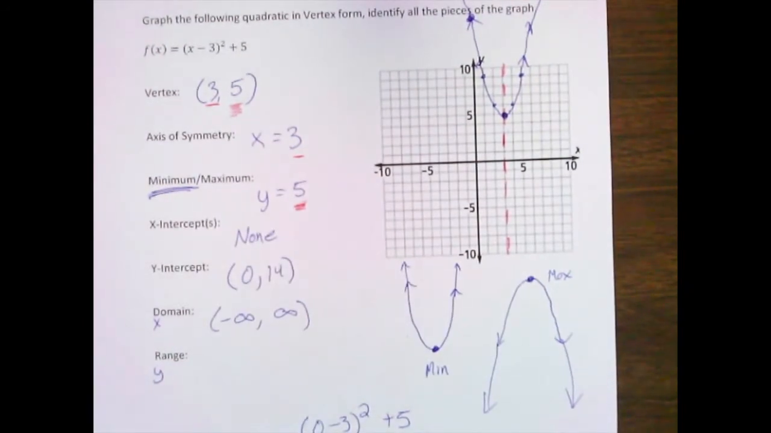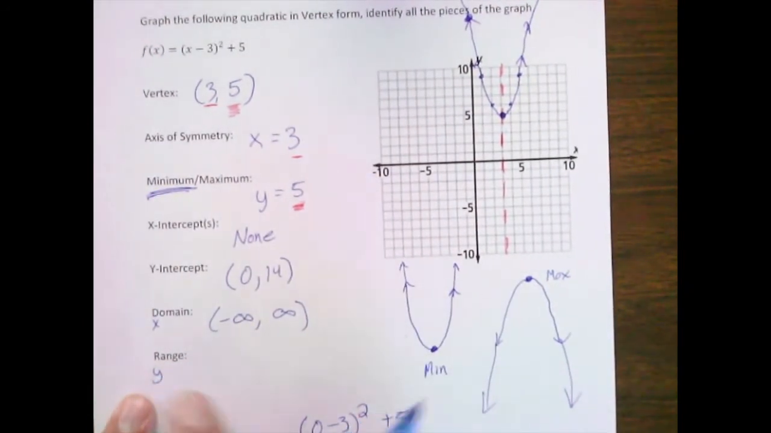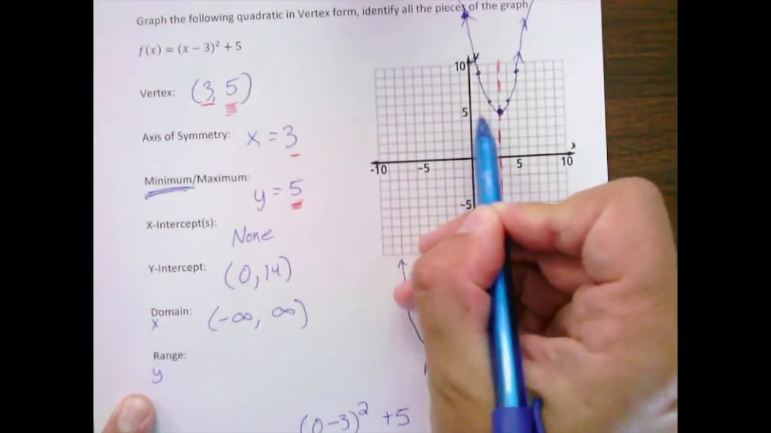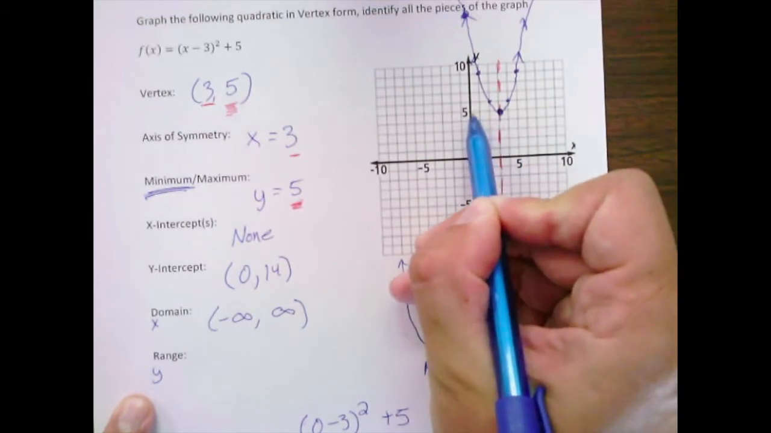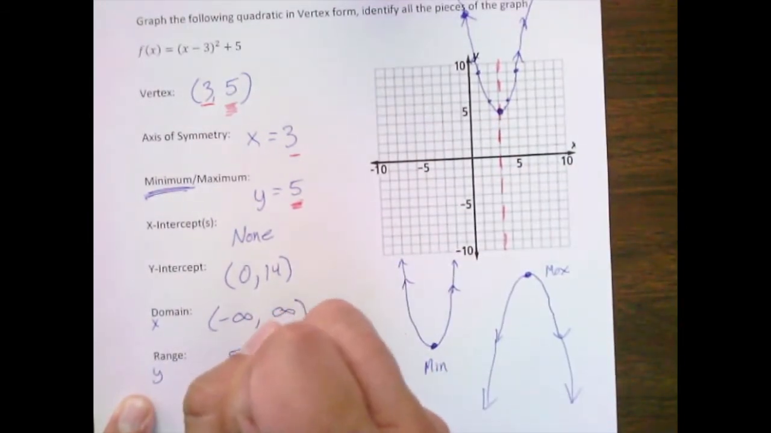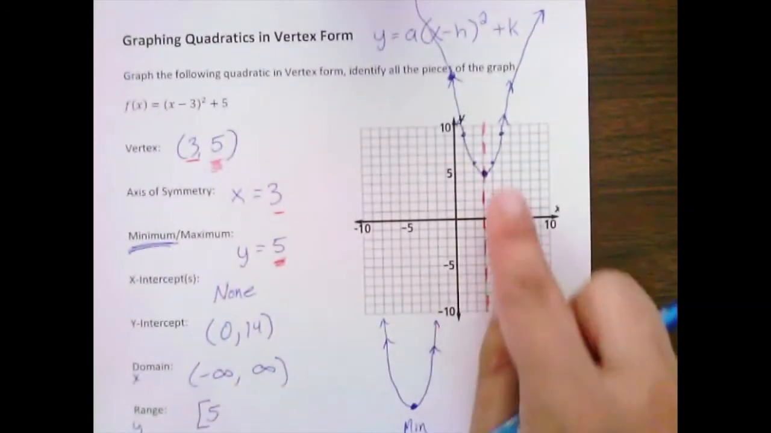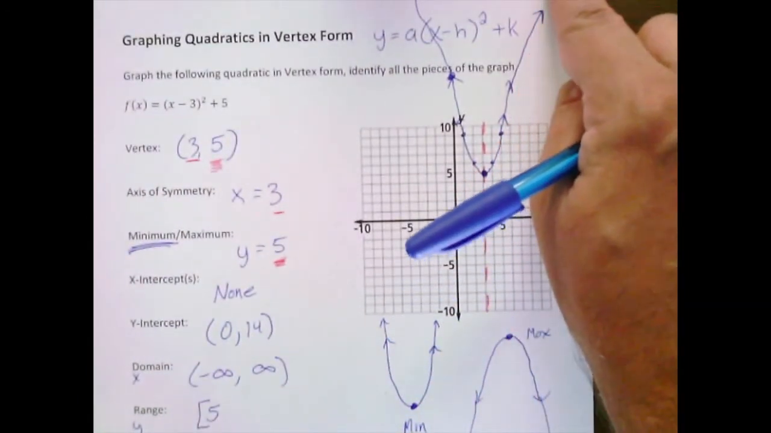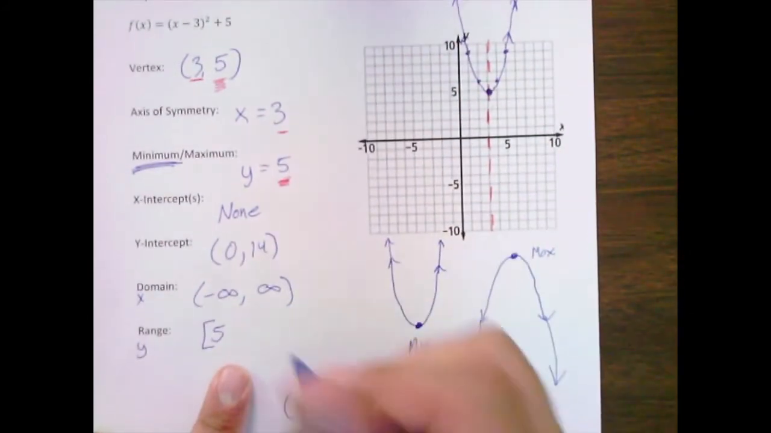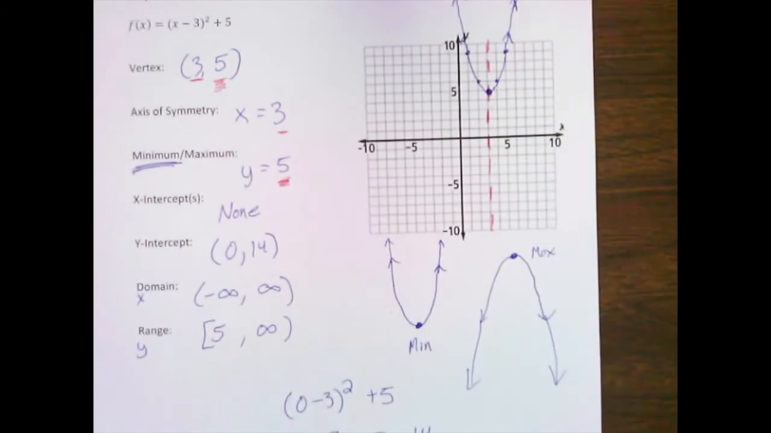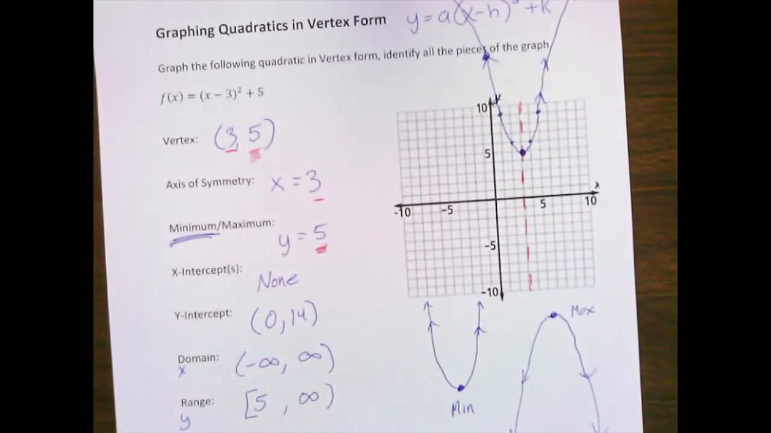So that's my domain. With range, we're talking about y values. So now we're talking about lowest point versus highest point. The lowest point I could possibly go is right here, which is when y is 5. And since that is a point and not infinity, I'm going to use a bracket. The highest point we can go, well, no matter what, we're going up. And since it's in the positive direction, we're talking positive infinity. And since it's infinity, I'm going to use a parentheses. So that was a quick rundown on graphing any quadratic that is in vertex form.